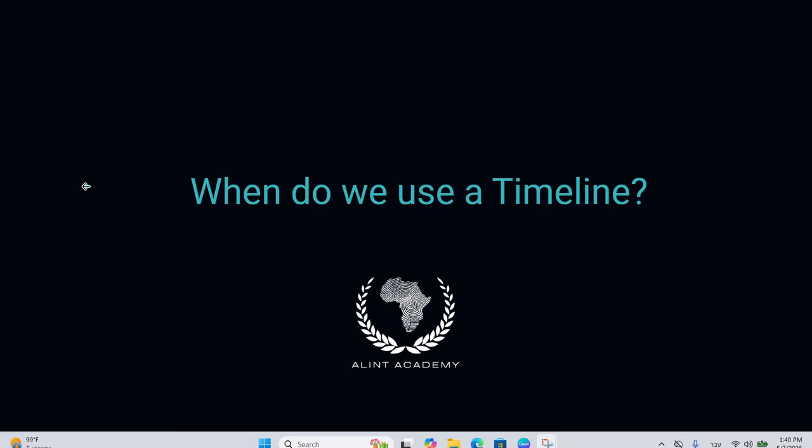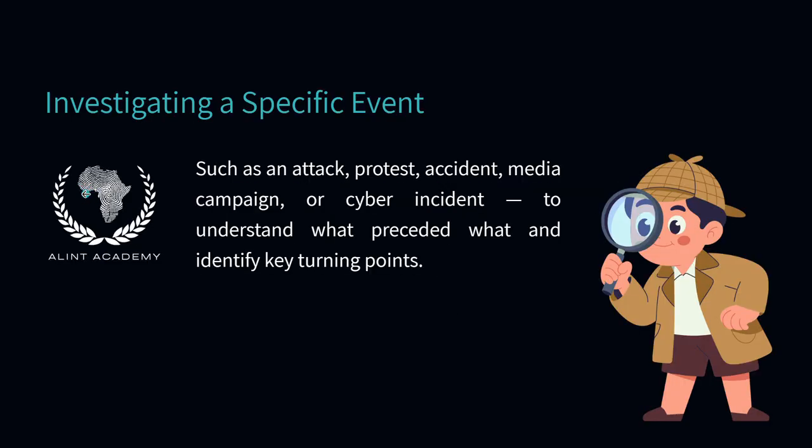When do we use a timeline? We use a timeline in several investigative contexts. First, when investigating a specific event, such as an attack, protest, accident, media campaign, or cyber incident, the goal is to understand what preceded what, and to identify key turning points.